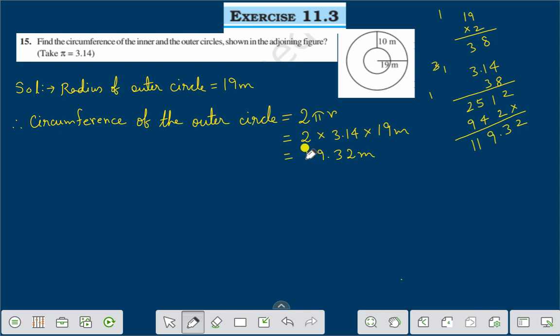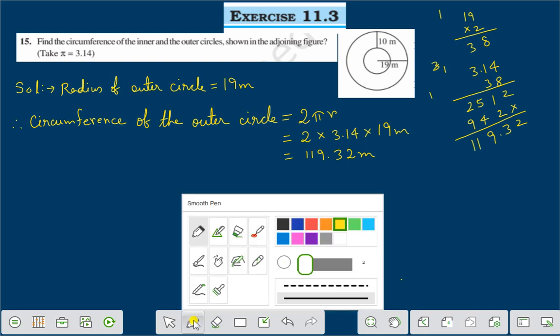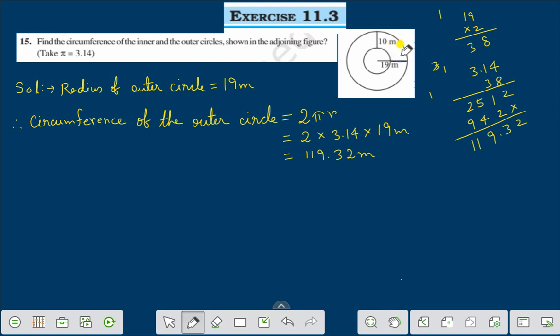Now we will find the radius of the inner circle. Here you see this is 10 meter, means this is also 10 meter. The total is 19 meter. From here to here it is 10 meter. That means from here to here is also 10 meter. Now the radius of the smaller circle will be 9 meter, because 9 plus 10 is 19, right? Therefore the radius of the smaller circle will be 19 minus 10, that is 9 meter.